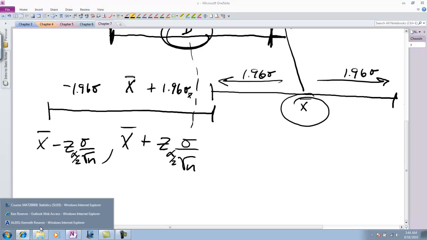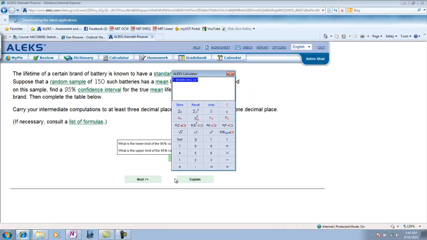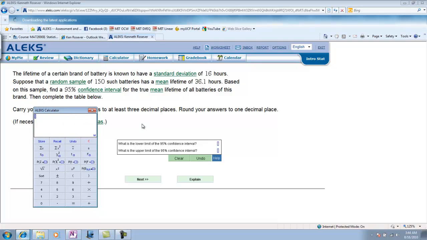So let's finish it up. If I want the upper limit, let me store this. I do my sample mean, which was 36.1. And actually I can hit plus or minus and it'll get both of them for me. Plus or minus 1.96 times my standard deviation, which is 16, divided by the square root of 150. And that'll get both of my answers.